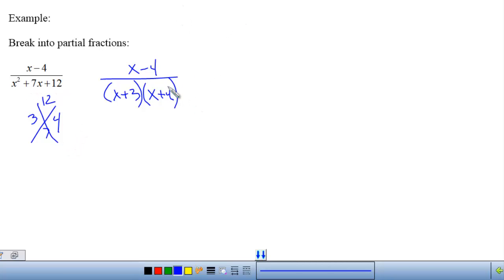Now, as we saw up above, how we make this is it's some value, we'll call this A, plus some value, we'll call it B, over these, x plus 3 and x plus 4.